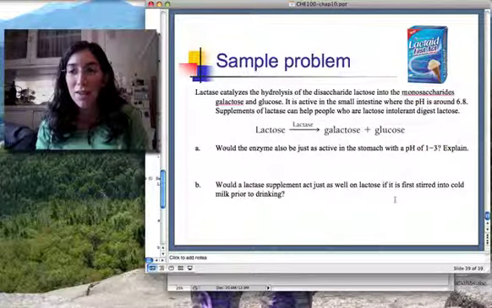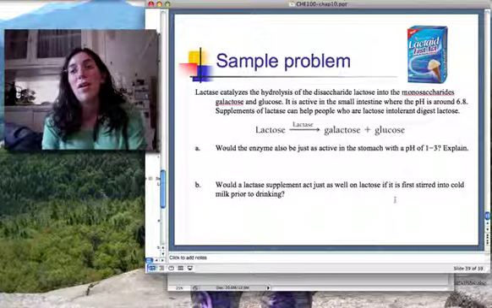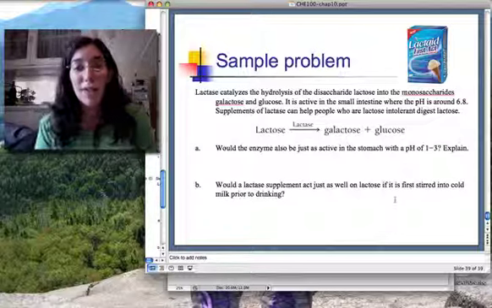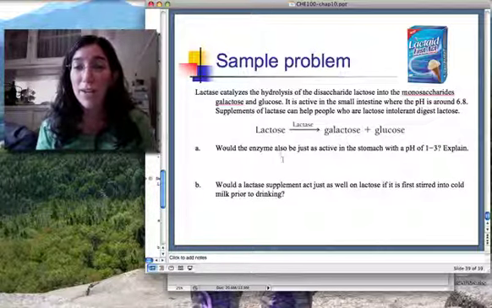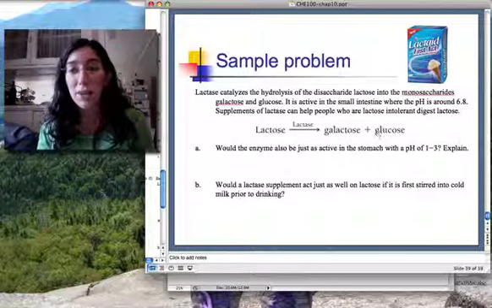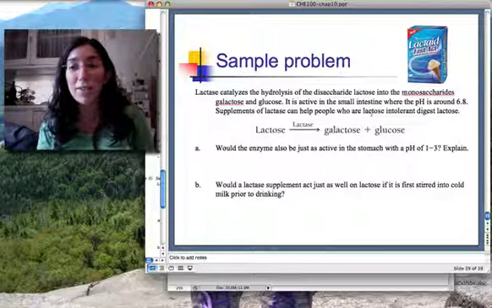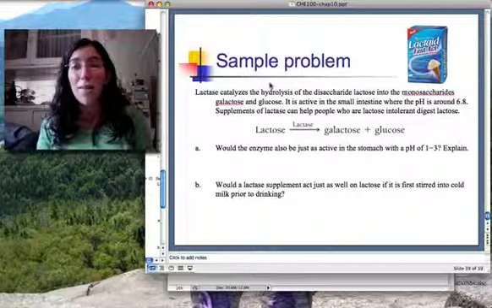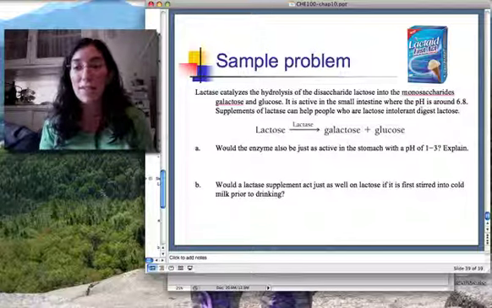Okay, so the last slide I have here is a sample problem. I like this problem because it's sort of real world. Lactase is an enzyme that catalyzes the hydrolysis of the disaccharide lactose into the two monosaccharides galactose and glucose. It's active in the small intestine where the pH is around 6.8. And supplements of lactase can help people who are lactose intolerant digest lactose.